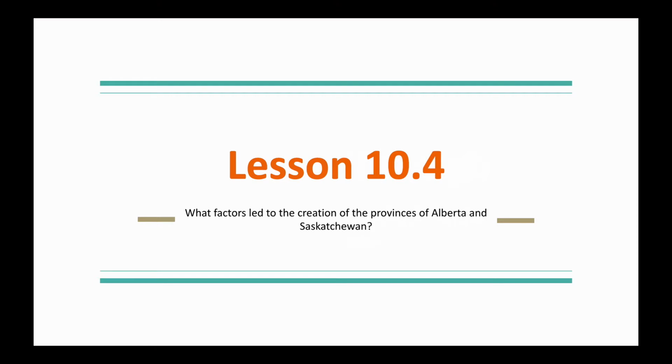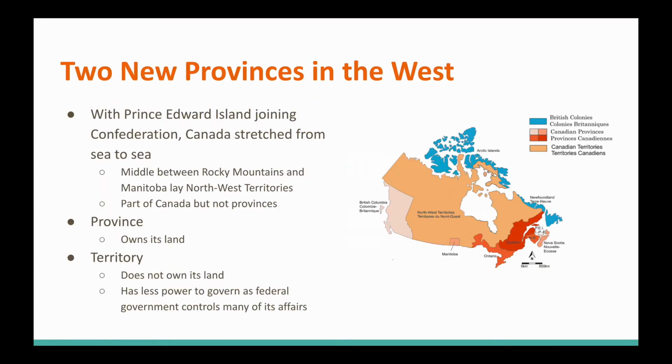Lesson 10.4: what factors led to the creation of the provinces of Alberta and Saskatchewan, the next two provinces to join into Confederation? We had our original four provinces, then came Manitoba, then came BC, and then in the last lesson we learned about Prince Edward Island joining Confederation. And now with Prince Edward Island having joined Confederation, we are truly seeing Canada being stretched from sea to shining sea.